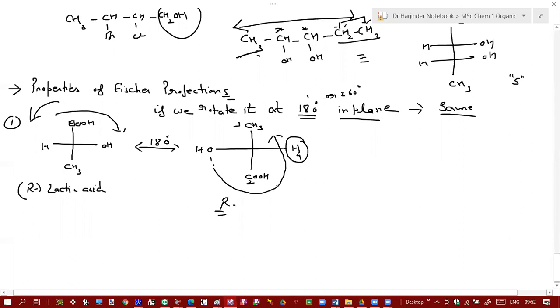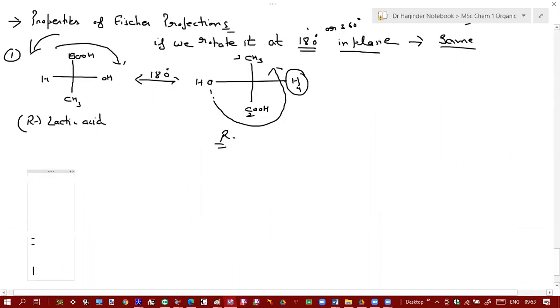These details of how to write R and S, we will discuss later in detail. So this point is clear. If you rotate it at 180 degrees in plane, there will be no change in configuration. Is it clear to all of you? Yes, sir.